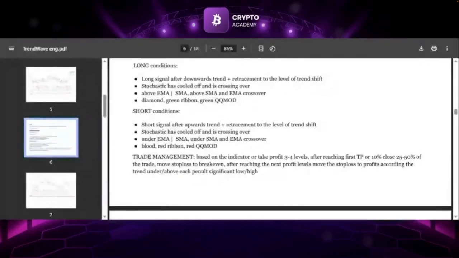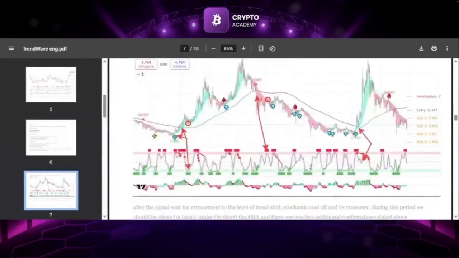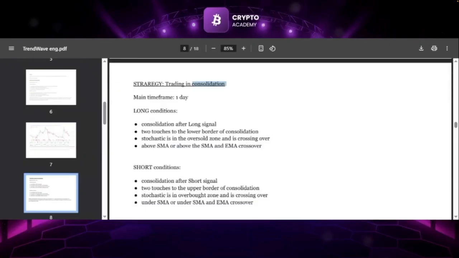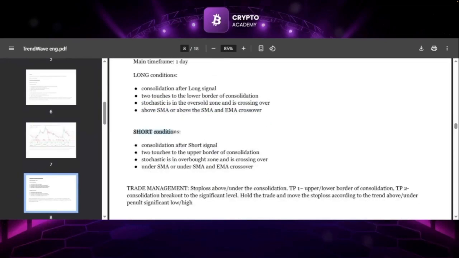The next strategy is consolidational trading. The conditions for trading, according to the strategy, are the presence of consolidation on long trend. This is the second touch from the lower border of accumulation. At this moment, stochastic is in oversold zone and crossing. We are above SMA, EMA, or above SMA or EMA crossover.